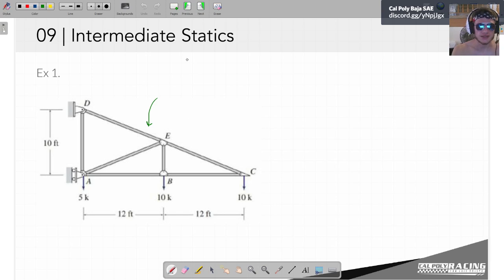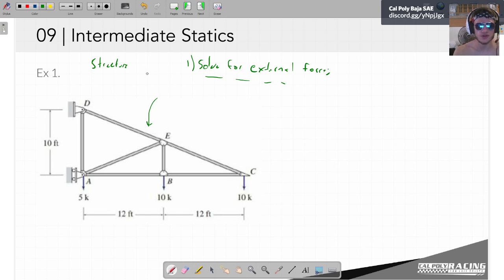So I said step 1 is solve for external forces. I really need to change how this reads my handwriting, because that is atrocious. I probably just make it pressure sensitive. All right, so solve for external forces. So this structure, ADECB, I'm just going to call it structure.